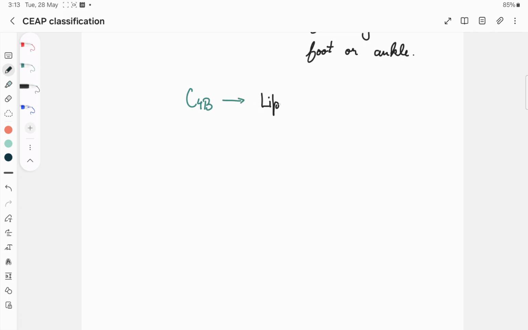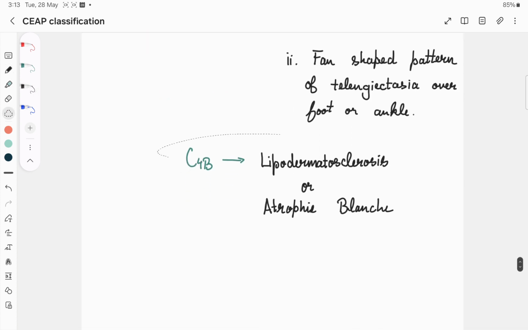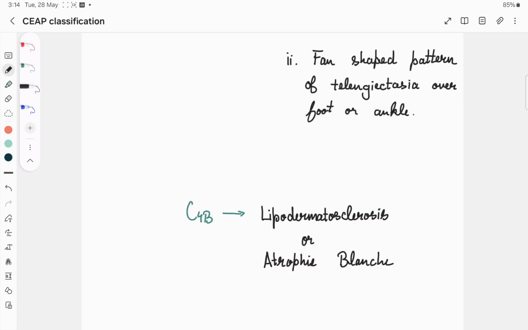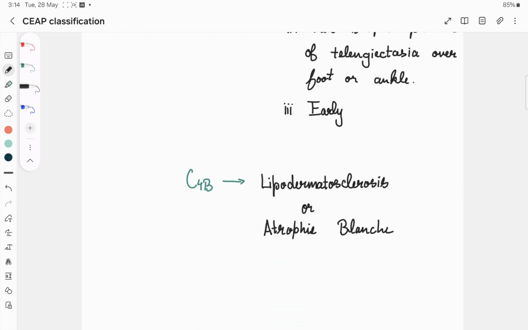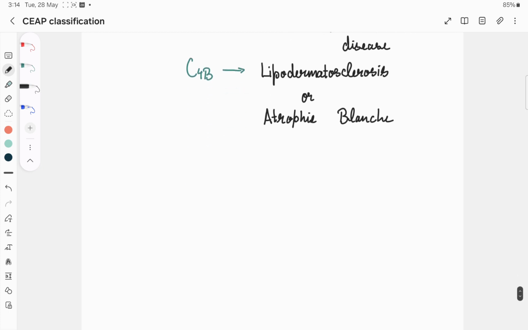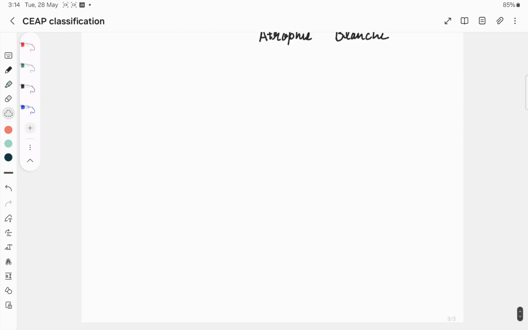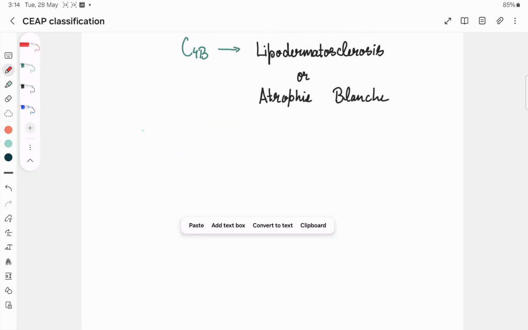C4B. Now what is C4B? It is lipodermatosclerosis or atrophie blanche. We've missed out one thing in corona phlebectatica, that is, it is an early sign of advanced venous disease. So corona phlebectatica is an early sign of advanced venous disease. Now let us know what is lipodermatosclerosis and what is atrophie blanche.